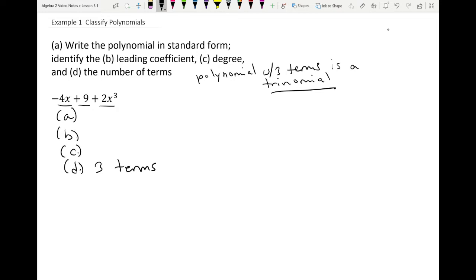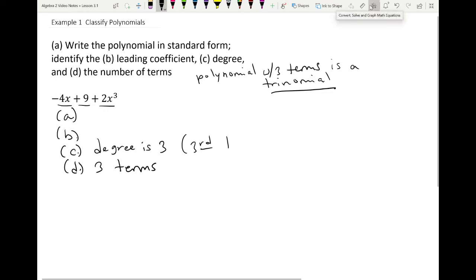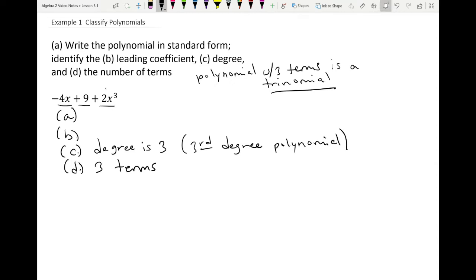Alright, so right now this is not in standard form, so we know here that the highest power is 3. So our degree is 3. So this is a 3rd degree polynomial. We also know that our leading coefficient is the number that is multiplied by the highest power of x. So in this case, the leading coefficient is 2.